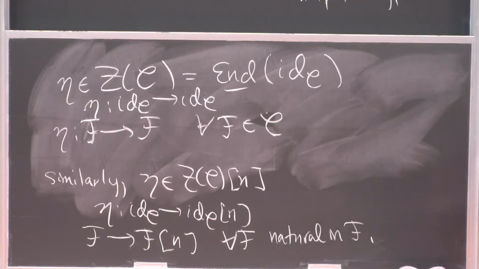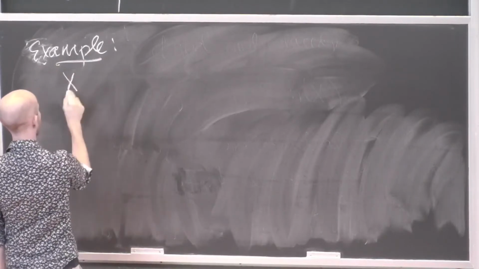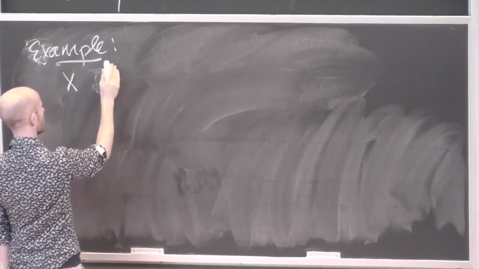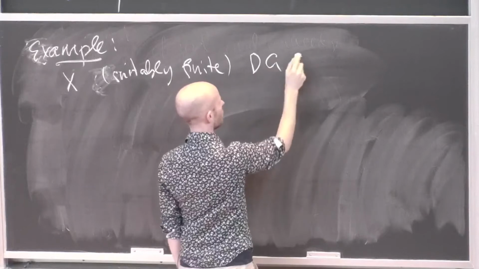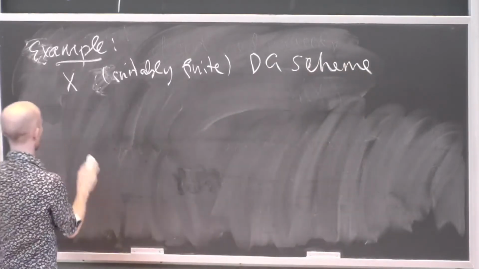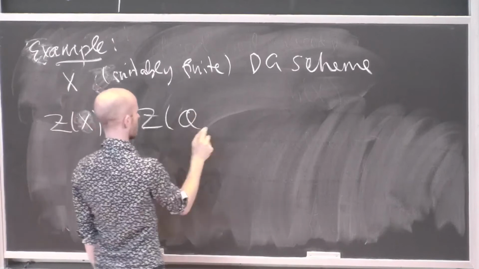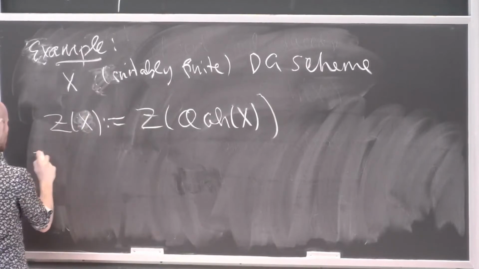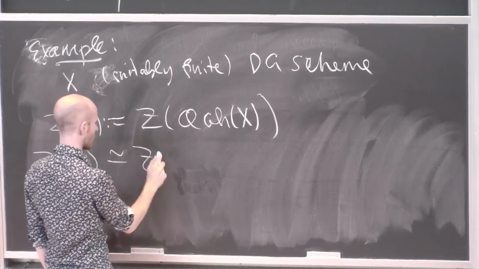Now, a quick relevant example is that if X is a suitably finite DG scheme, so for instance, Noetherian would be fine here, then Z of X, Z of quasi-co of X, is canonically isomorphic also to the center of ind-co of X.